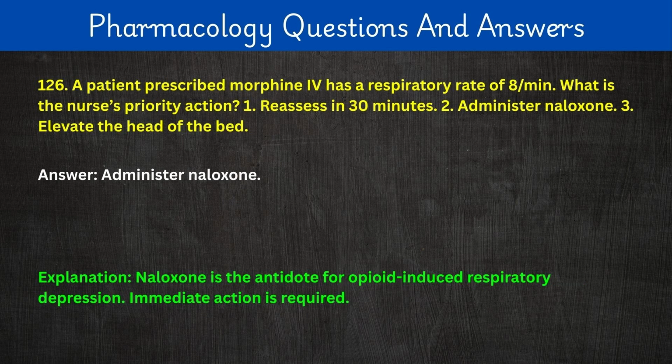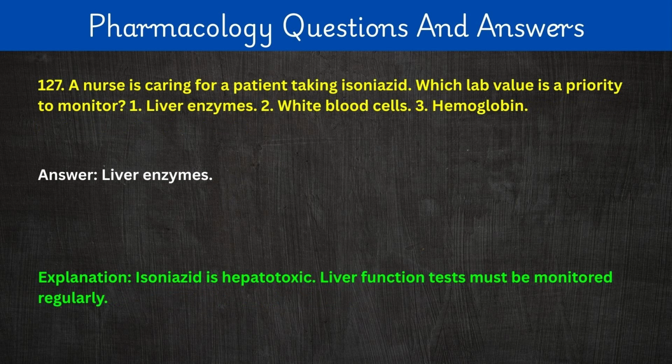126. A patient prescribed morphine has a respiratory rate of 8 per minute. What is the nurse's priority action? 1. Reassess in 30 minutes. 2. Administer naloxone. 3. Elevate the head of the bed. Answer: Administer naloxone. Explanation: Naloxone is the antidote for opioid-induced respiratory depression. Immediate action is required.